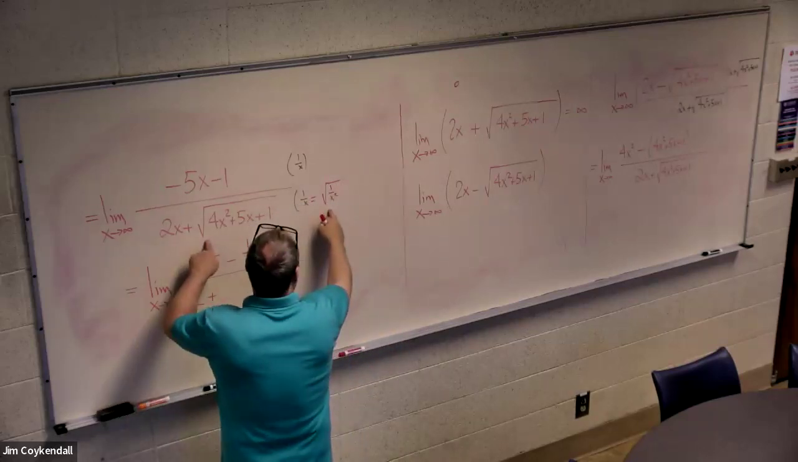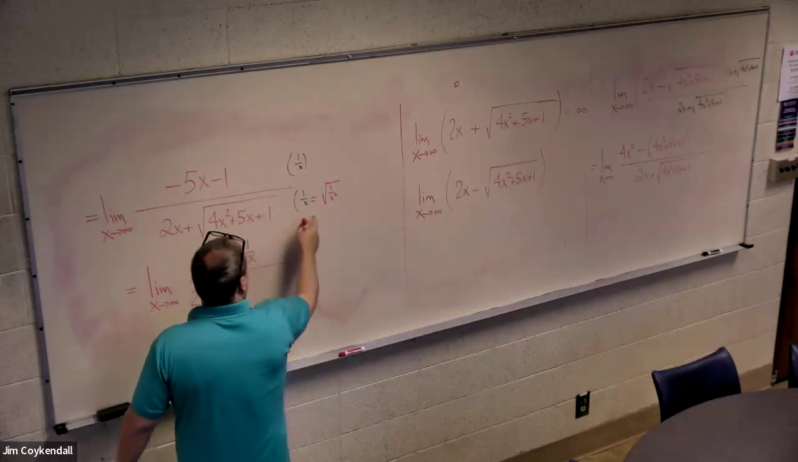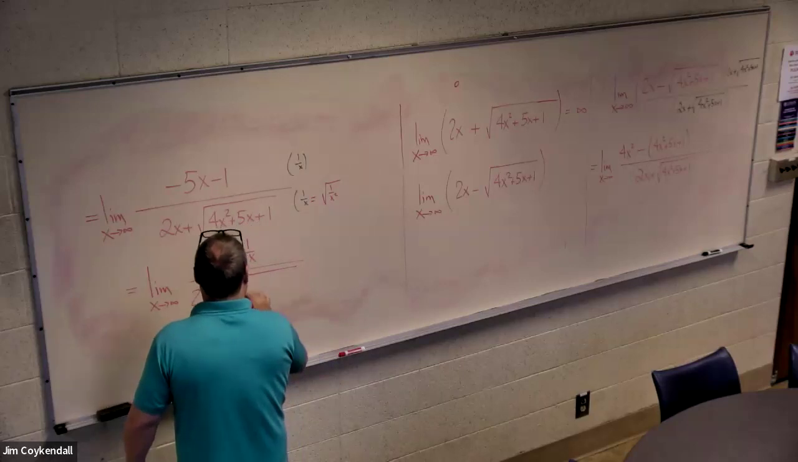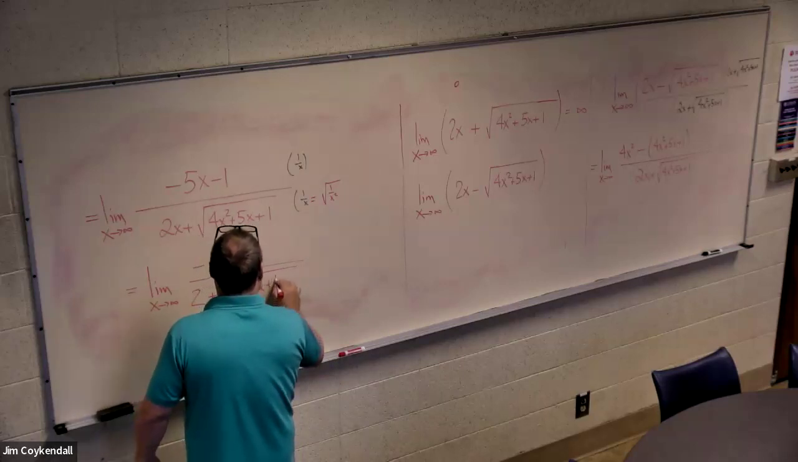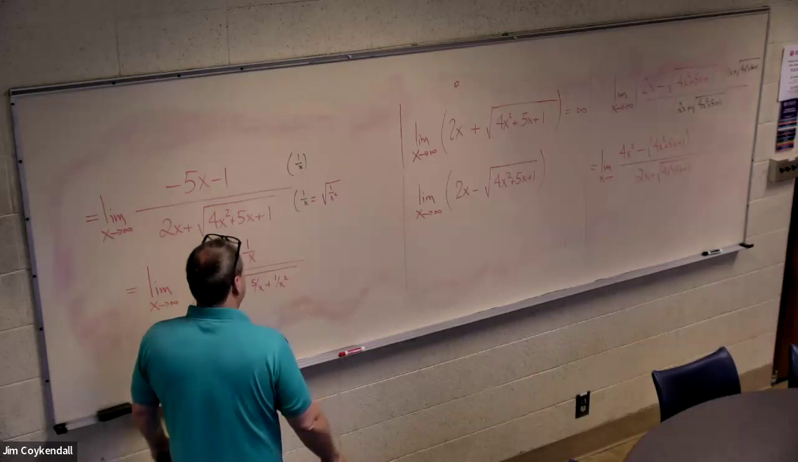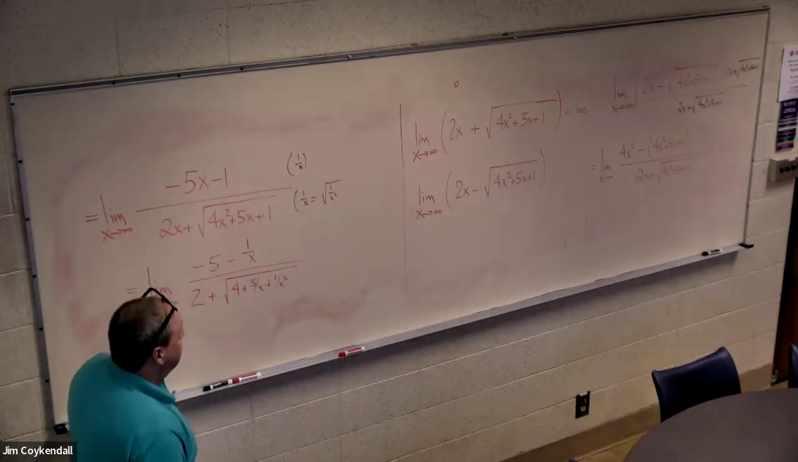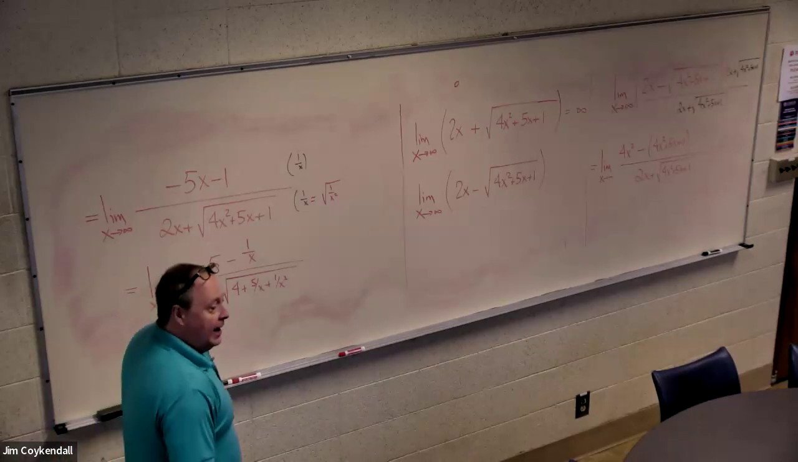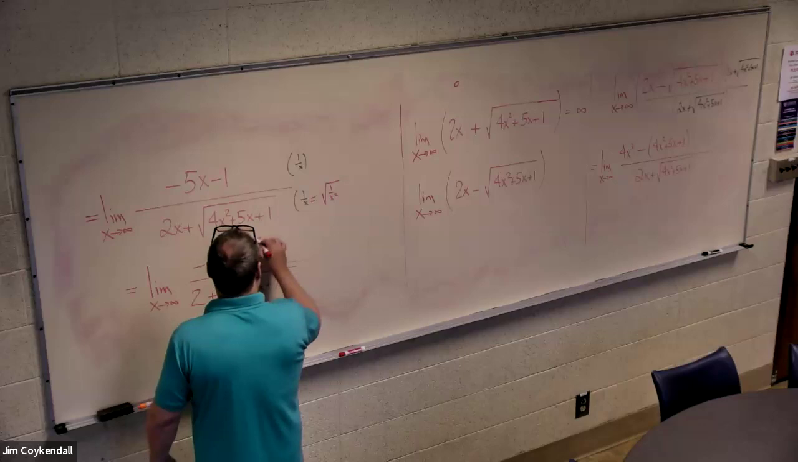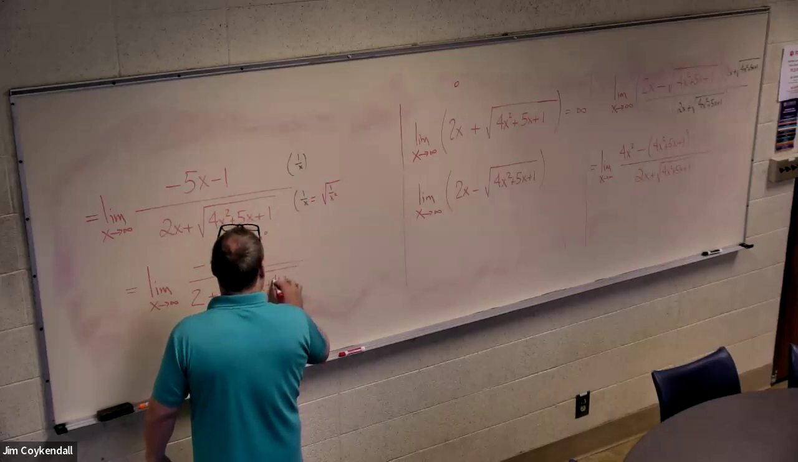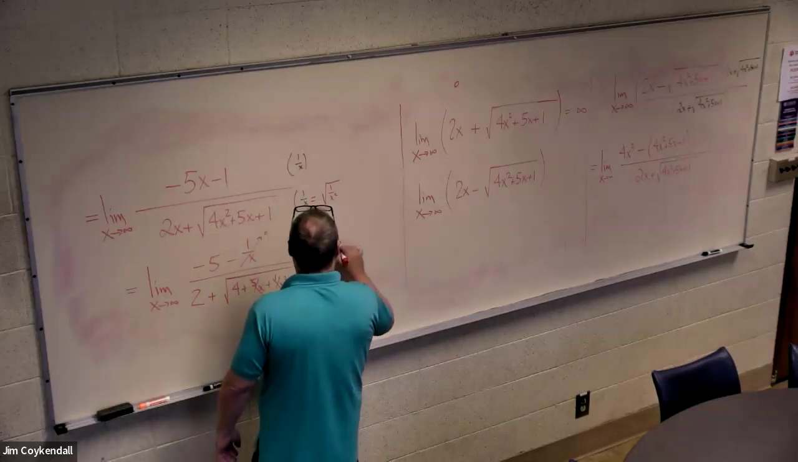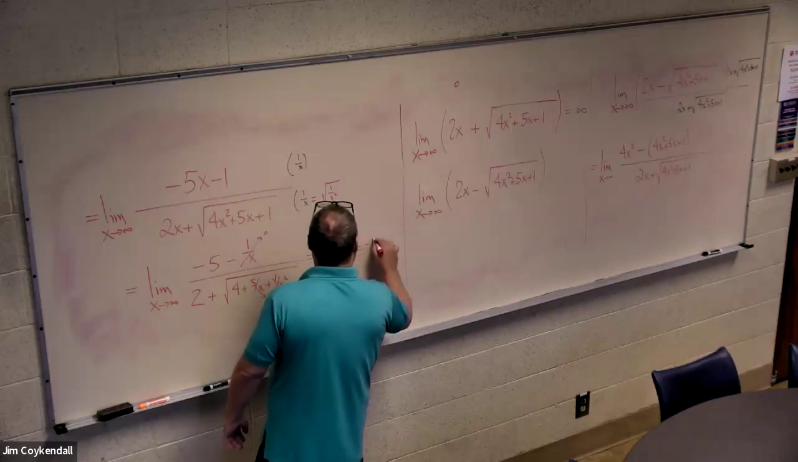And I need to slide it under here, so I'm going to rewrite this way. So this is going to be square root of 4 plus 5 over x plus 1. Now, as x goes to infinity, this goes to 0, and these two last terms in the square root go to 0. And so I get minus 5 over 2 plus the square root of 4, which is minus 5.